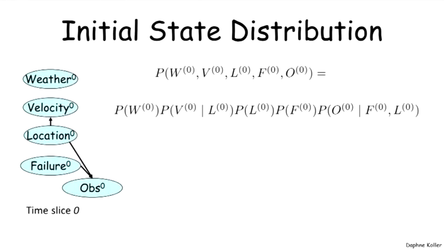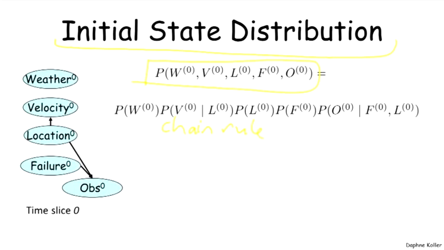If we want to represent the probability distribution over an entire system, we also need to provide a distribution over the initial state. And this is just a standard generic Bayesian network, which represents the probability over the state at time 0 using some appropriate chain rule.